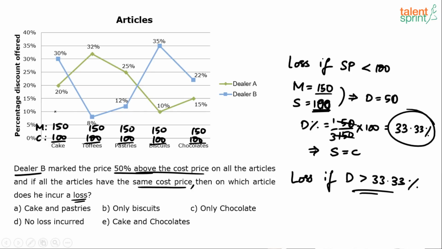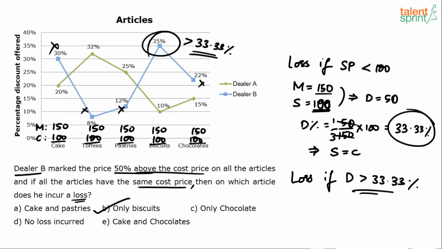For cake, we are talking about dealer B, right? Blue line. 30%, he will not make a loss. Forget about this. 8%, 12%, 22%. Only in case of biscuits is his discount more than 33.33. You see, 35% is greater than 33.33%. That's why only on biscuits he will make a loss.